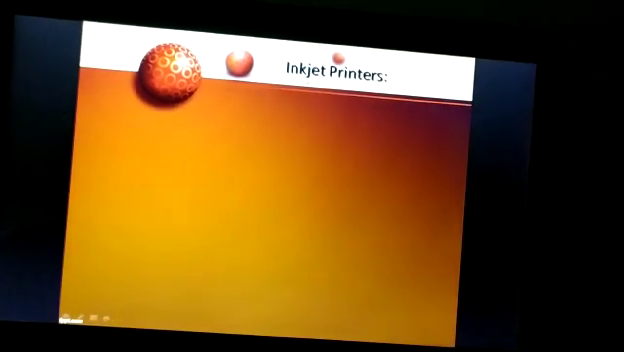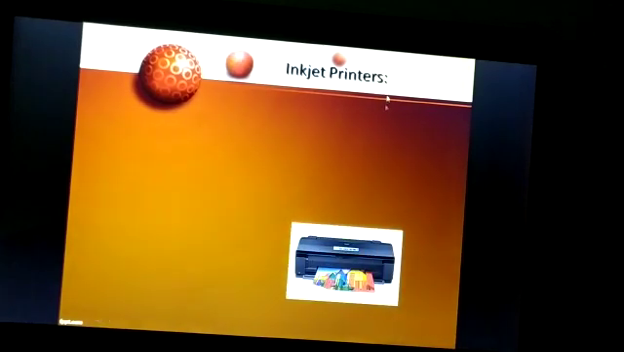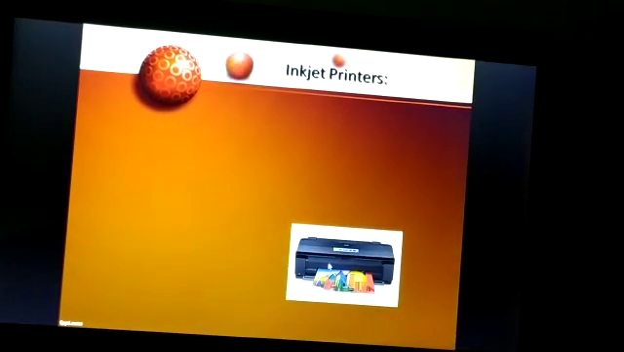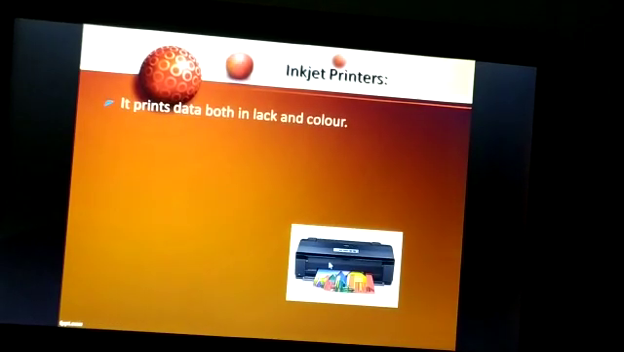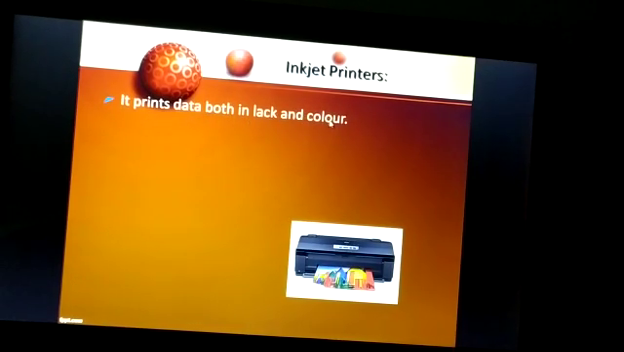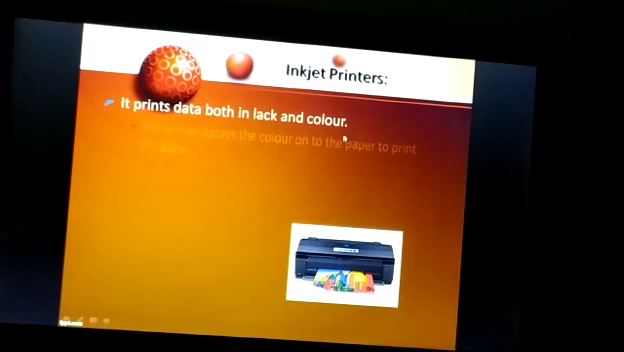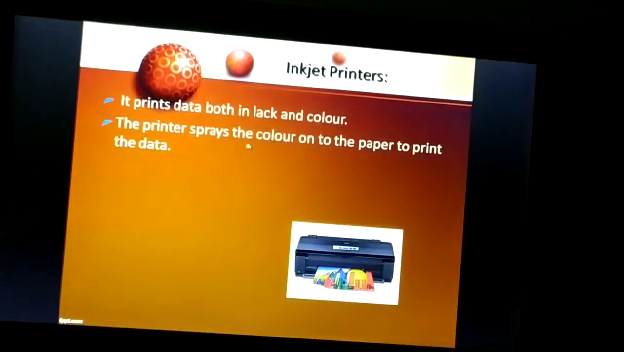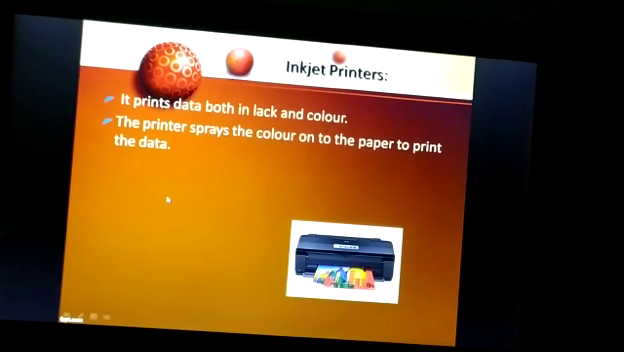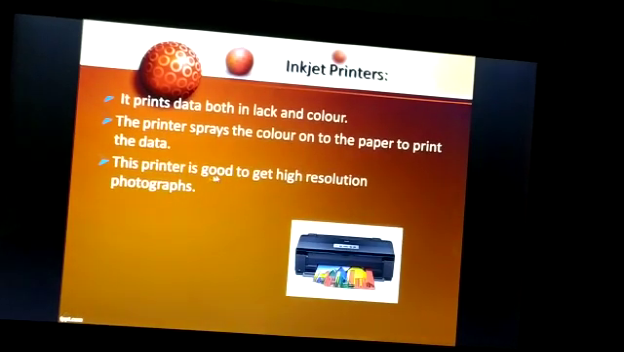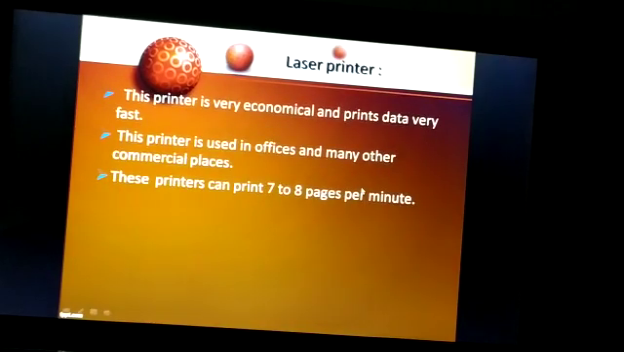Second one is inkjet printers. This is a picture of inkjet printers. It prints data both in black and color. The printer sprays the color on the paper to print the data. This printer is good to get high resolution photographs.